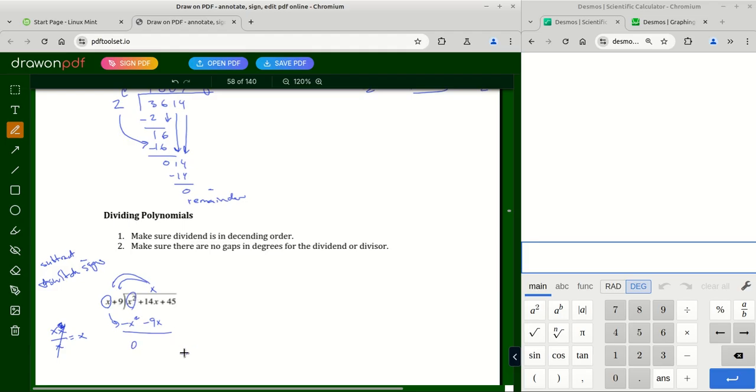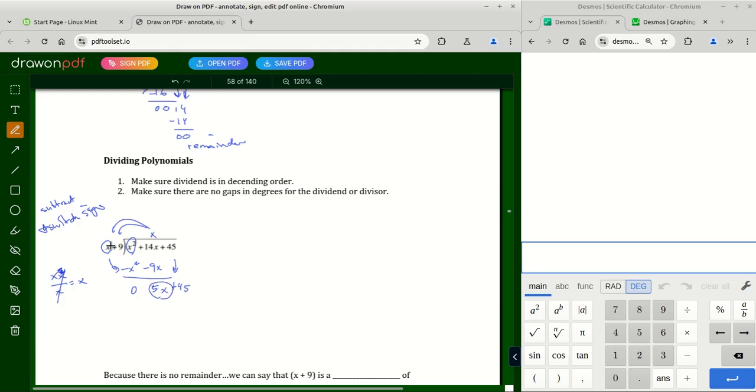These guys cancel out, and they always should. In a way, it's kind of like right here, 1 minus 1 is 0. You should always get this one canceling out. 14 minus 9 is a 5, 5x, because there's still x's involved there. And then finally, we bring down the next number, a positive 45, and repeat.